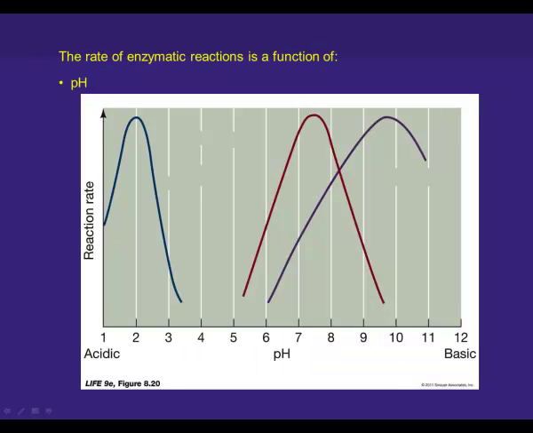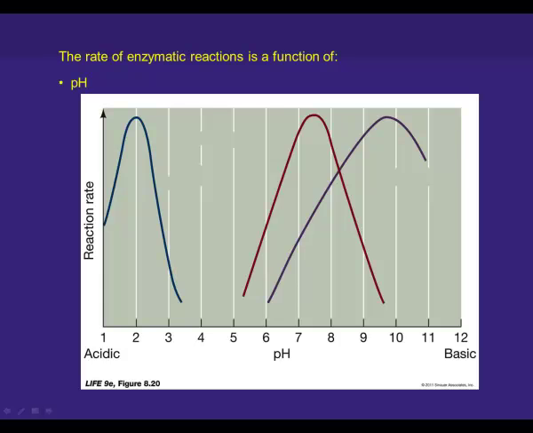This graph shows the effect of pH on enzymatic reactions, and you'll notice that this slide looks very similar to the one we looked at before with temperature, and that generally speaking there is a maximum rate or an optimum pH where the reaction rate is the fastest, and then either at a lower or a higher pH the rate of the reaction slows down.